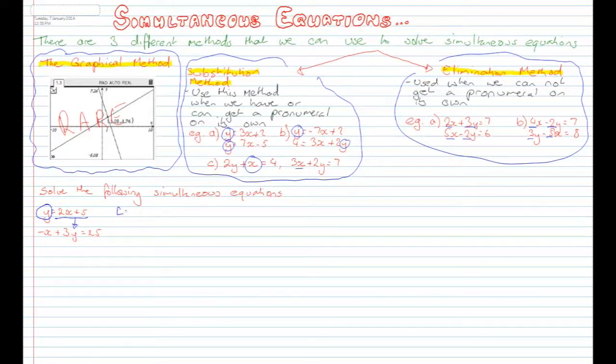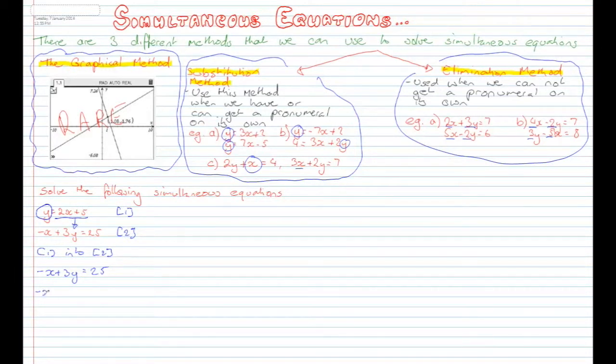So we'll call this one equation 1, and we'll call this one equation 2. And what we're essentially doing is putting equation 1 into equation 2. So let's write out equation 2 just on its own first of all, negative x plus 3y equals 25. And now wherever we see the y from equation 1, let's write out what it's equal to, that is 2x plus 5.